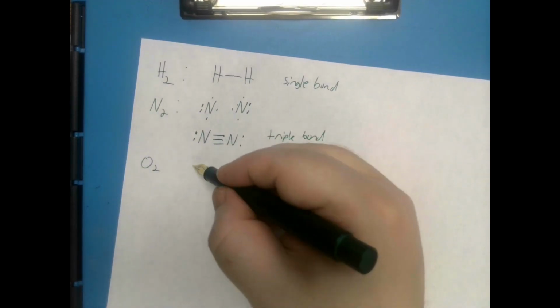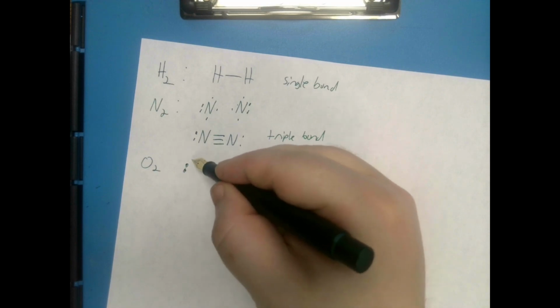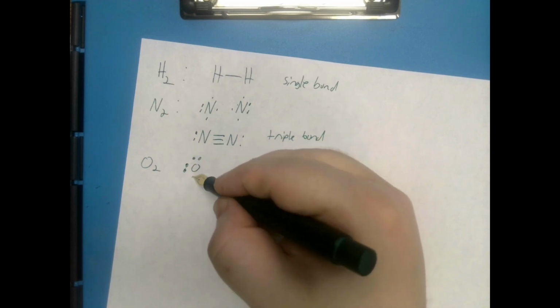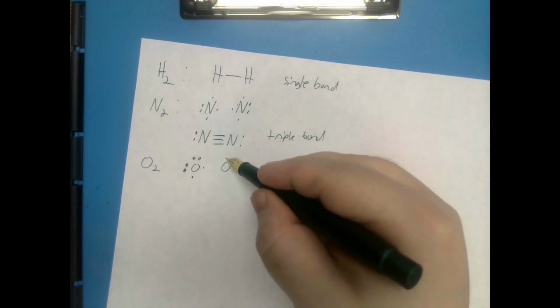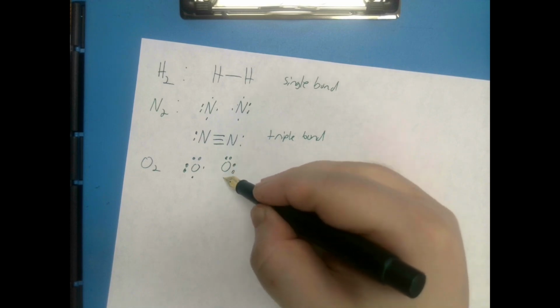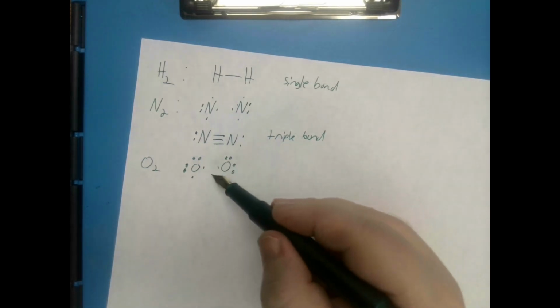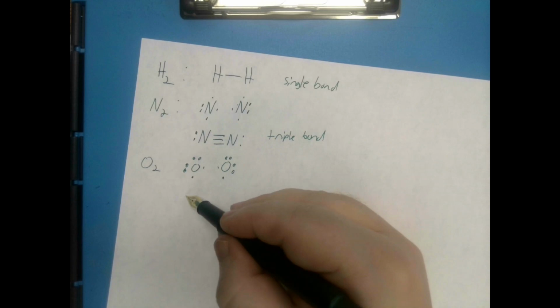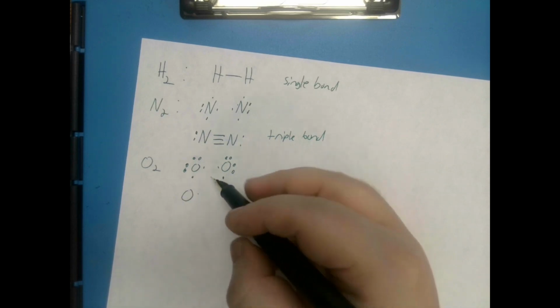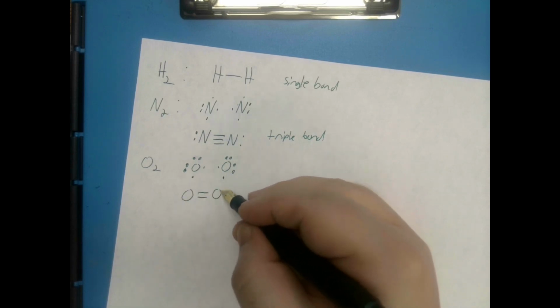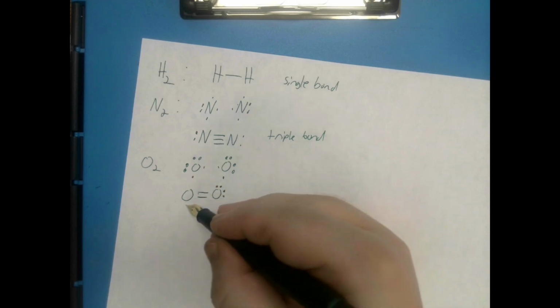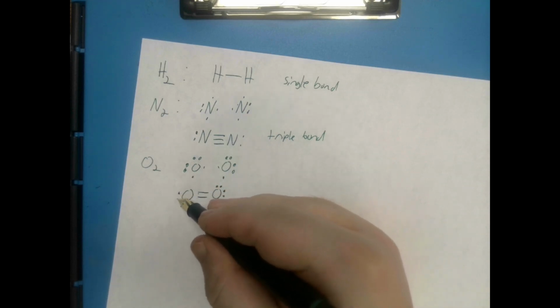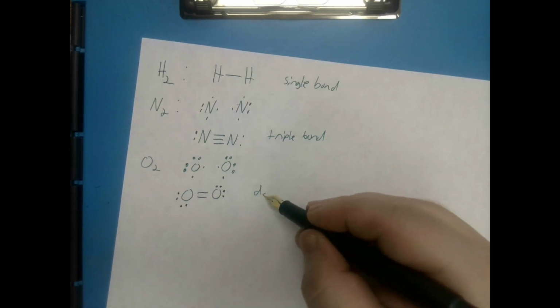O2 has 6. Again, each oxygen needs 2, so we can connect them together for a double bond. So they're double bonded.